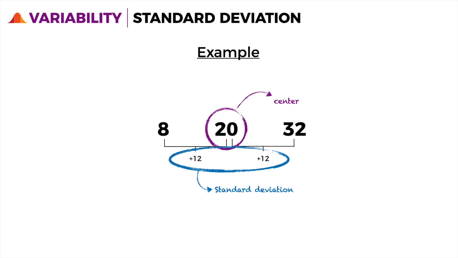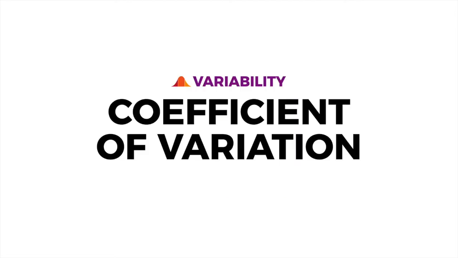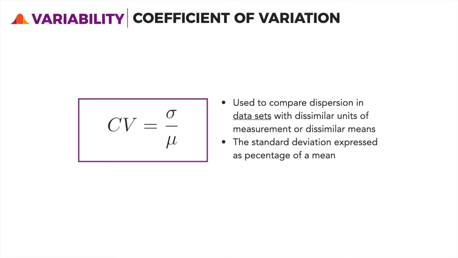Now we have the coefficient of variation. It is used to compare dispersion in datasets with dissimilar units of measurement or dissimilar means. For standard deviation, the unit of measurement that you are going to use is the unit of measurement of the raw data. So if you use inches, you use inches also for standard deviation. And so coefficient of variation helps you be more standardized in showing this dispersion of data.